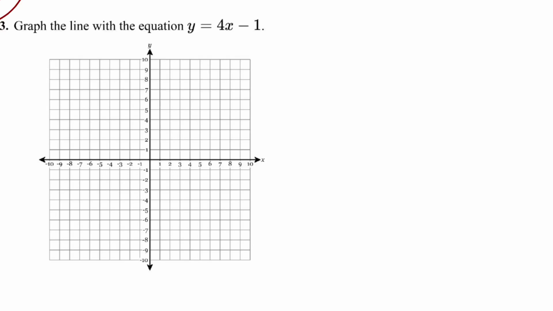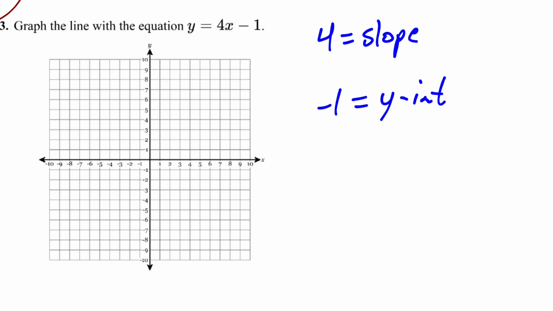Same thing, except they don't tell me which is which. Here, 4 is the slope, and -1 is the y-intercept. That's y equals mx plus b. So I start with -1, put a dot. I go up 4, right 1, put a second dot. There's my line.